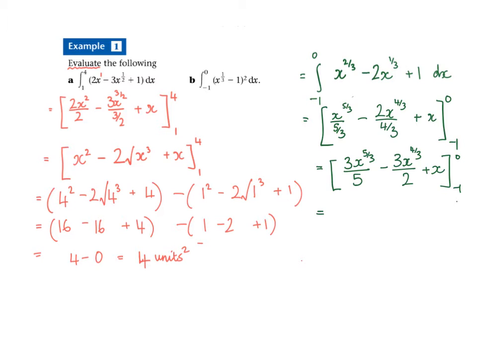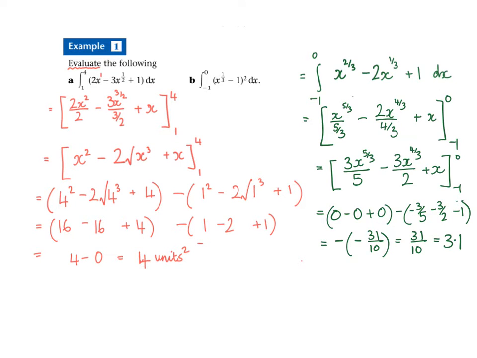Right, show the substitution. So in the first bracket, we're just going to have 0 minus 0 plus 0, and then substitute in -1. It's going to give me minus 3/5, minus 3/2, and -1. So altogether, that's going to give me minus 31/10, or we could write it exactly as 3.1. So you do have your calculator in this module for C2, so I would check just to make sure.